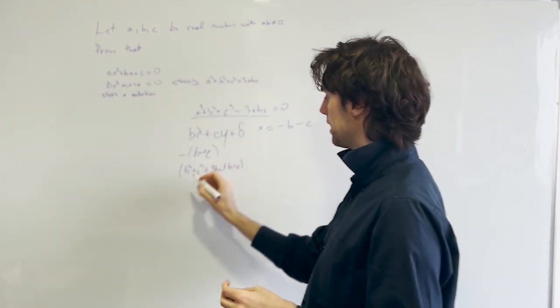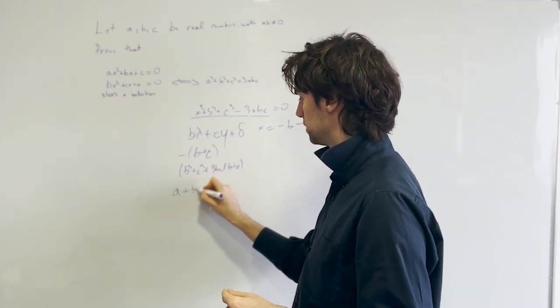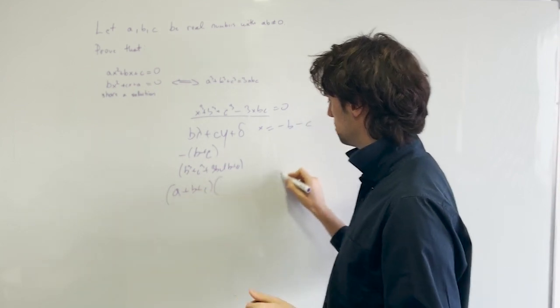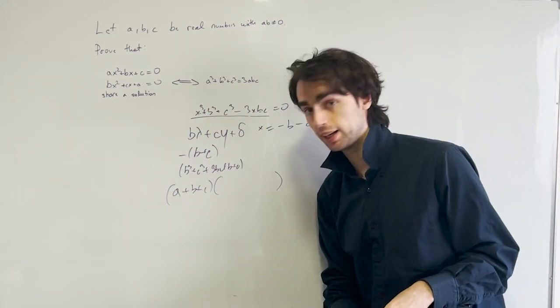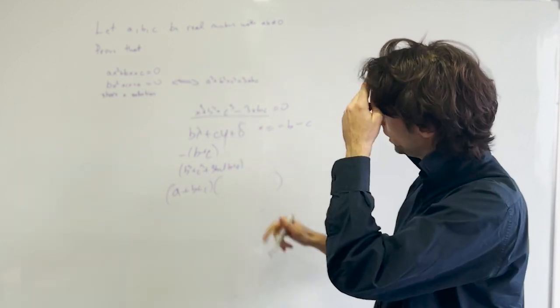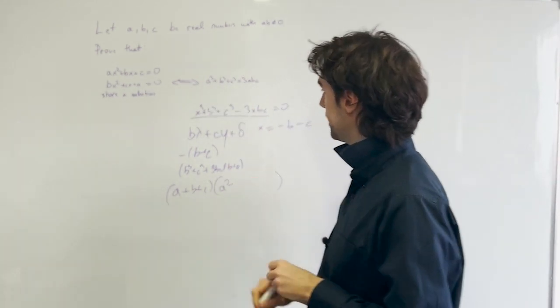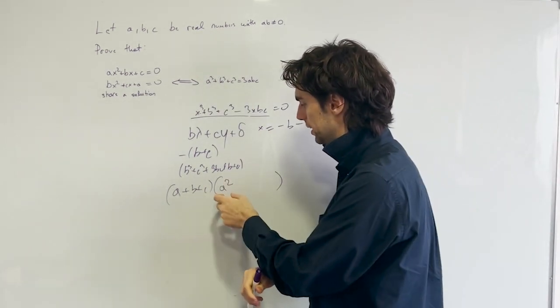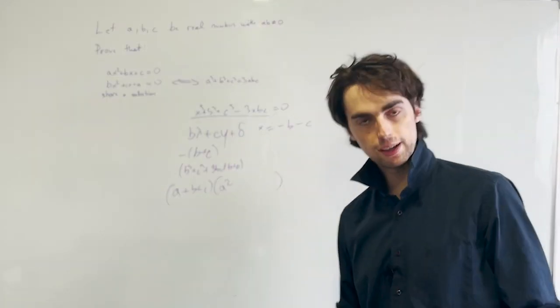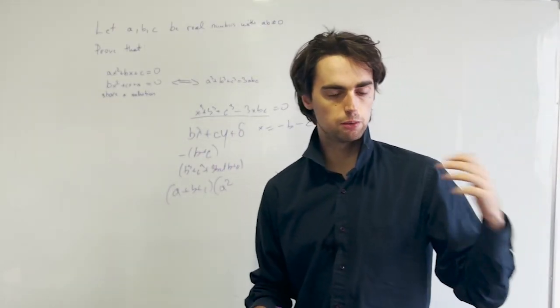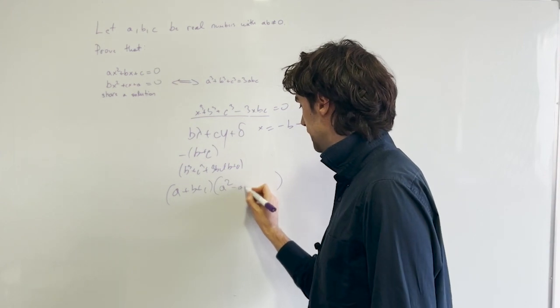For our a, that means that we can factor this as a plus b plus c times something else. Now, what is that something else going to be? Well, we need a cubed, so put in a cubed. But then what do we get? We get a squared b. We need to get rid of a squared b. How do we get rid of a squared b? Well, we need to add a minus ab.